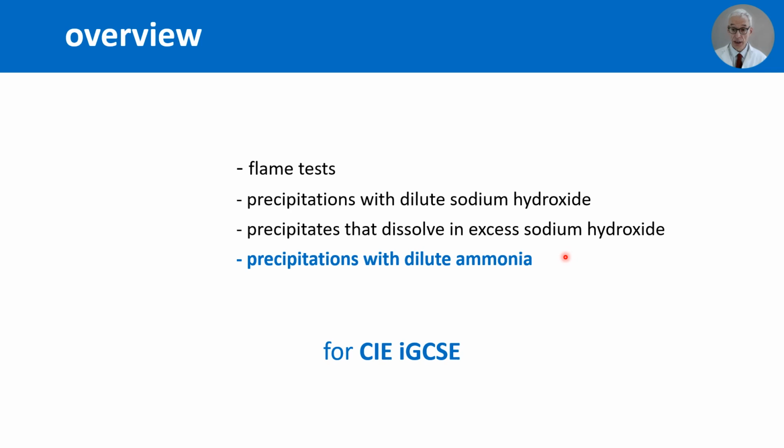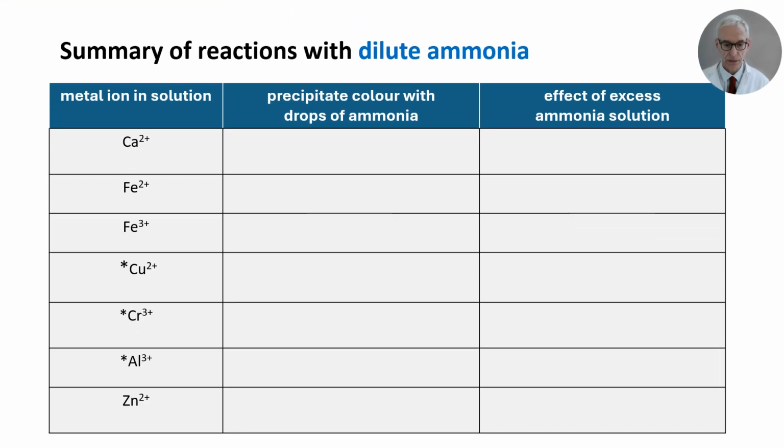For iGCSE, we also need to know about precipitations with dilute ammonia and solubilities in excess. A number of the metal ions form similar precipitates with similar effects of excess. For instance, calcium, although it's difficult to see any precipitate with drops of ammonia, there's a very thin white precipitate formed with excess ammonia that's insoluble. So that's quite similar to the sodium hydroxide solution observations.